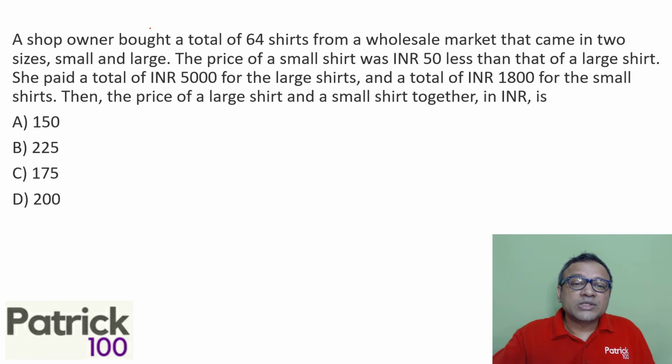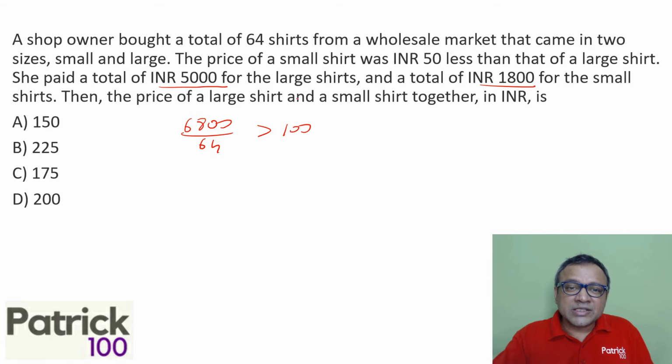A shop owner bought 64 shirts. Total how much he paid? 5,000 and 1,800. He paid 6,800 for the 64 shirts. So it's slightly more than 100 per shirt, which means on an average it's 100.